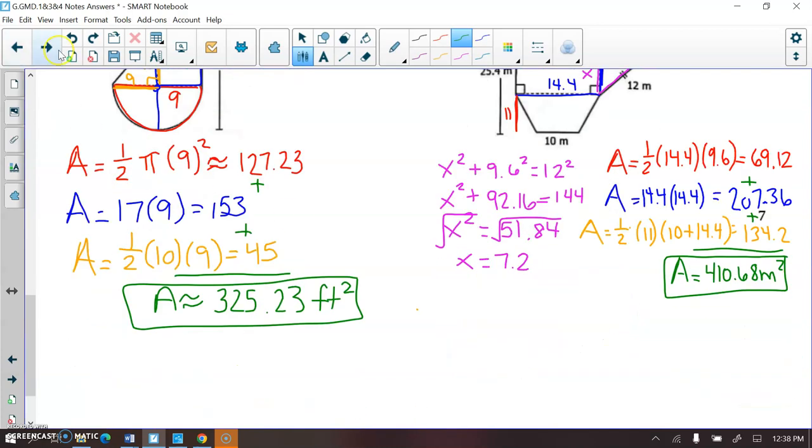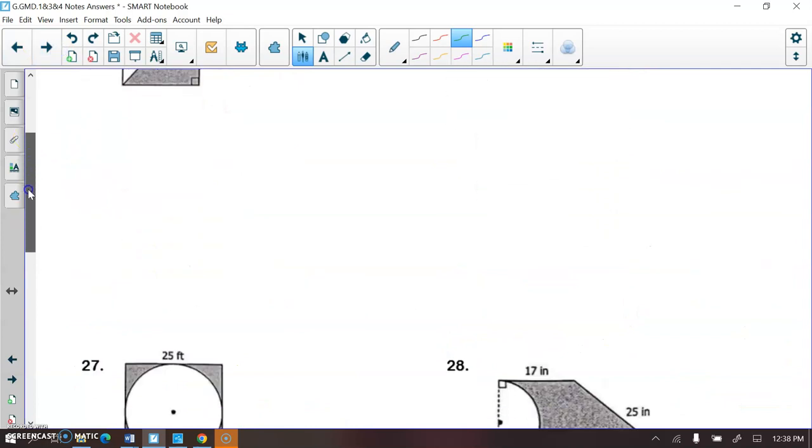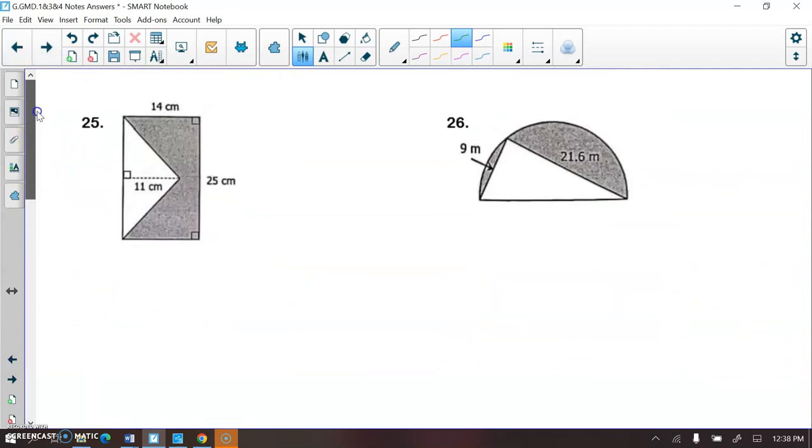All right, moving on to my next page. This time I'm finding the area of the shaded regions. So it might be helpful to find the area of the whole thing and then subtract the white portion. That's what we're actually going to do in number 25. I have a rectangle, and the area of a rectangle is the base times the height, so 14 times 25, which is going to come out to be 350.